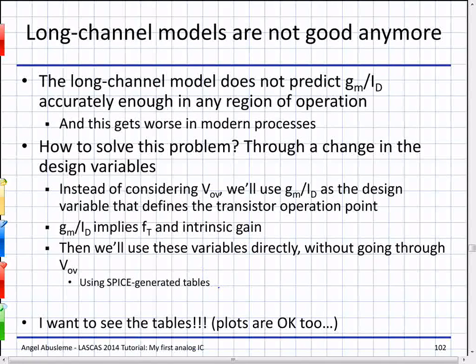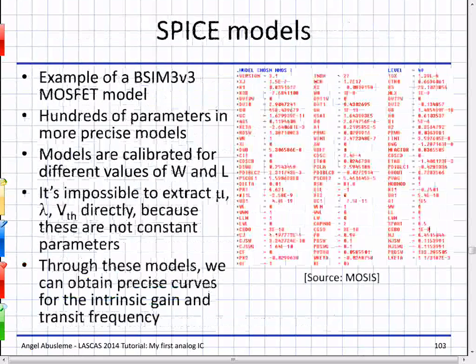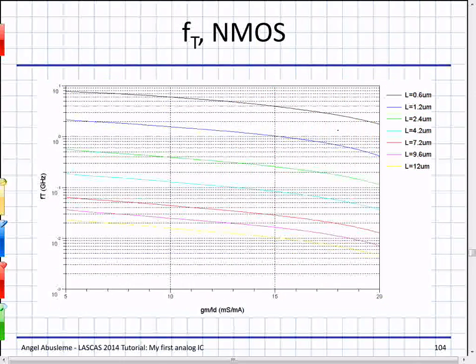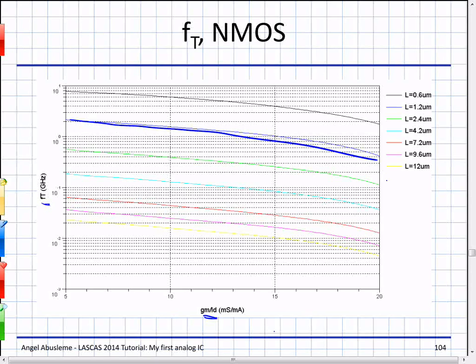The easiest way, I think, to design a chip without good equations is using SPICE-generated tables. So we make a table, or we draw curves that show how the transistor works. Spice models are usually very complex. They have hundreds of parameters. We can't really design with a Spice model. So what we do is put this into Spice. Spice gives us curves. For example, this one is ft for GM over ID. As I increase GM over ID, ft decreases. And I can use this curve.